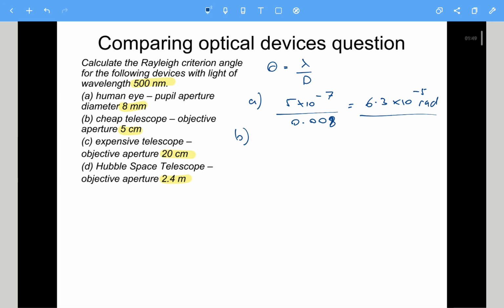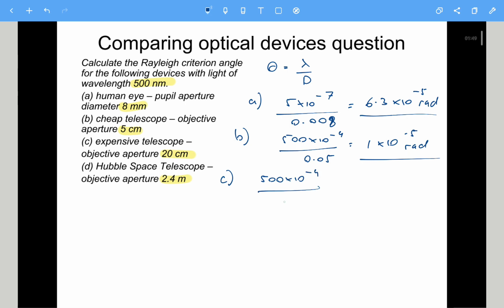Then B, the cheap telescope, again lambda over d: 500 times 10 to the minus 9, divided by 5 centimeters, so 0.05. That'll give you 1 times 10 to the minus 5 radians. C, the expensive telescope, again 500 times 10 to the minus 9, divided by, this time, 0.2. So a more expensive telescope gives us 2.5 times 10 to the minus 6 radians.